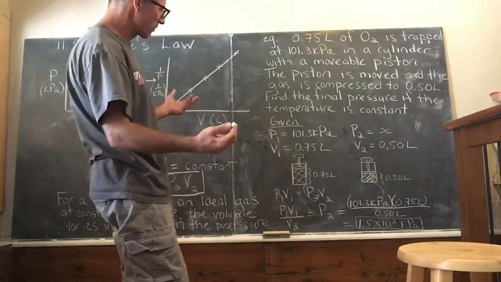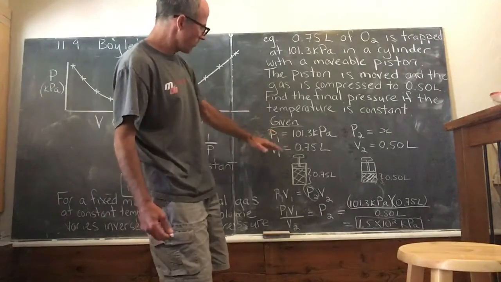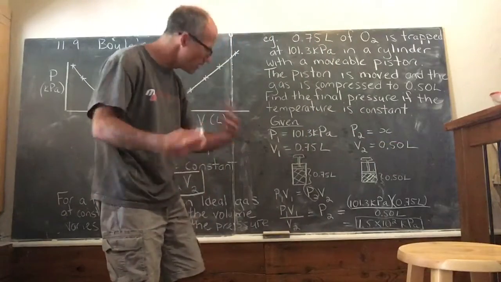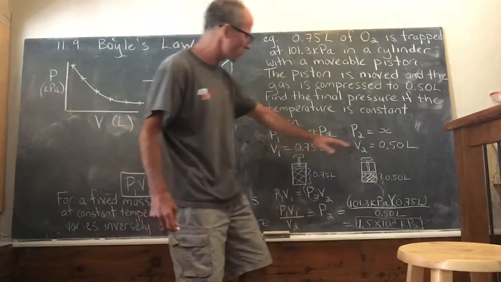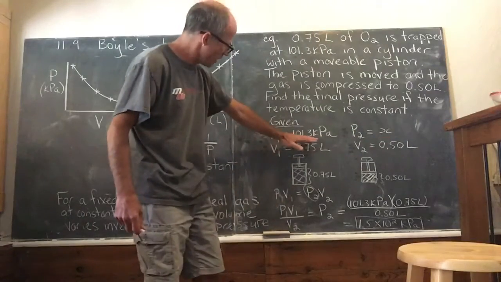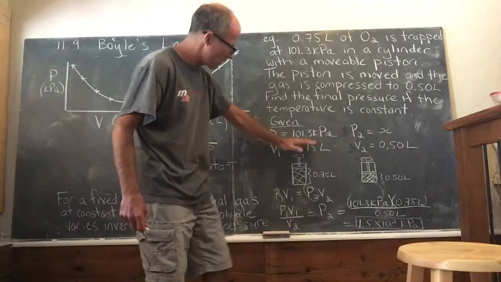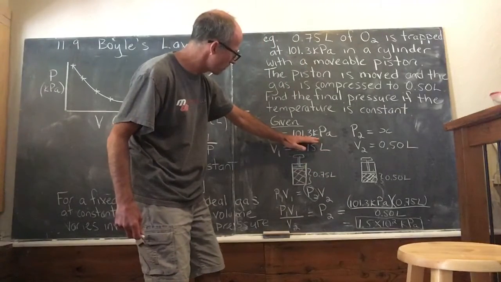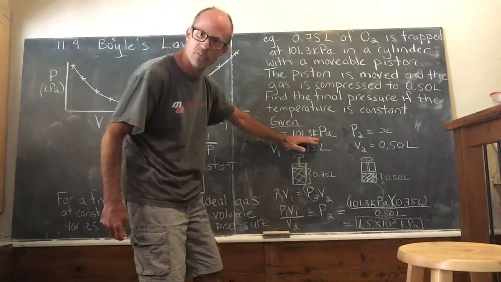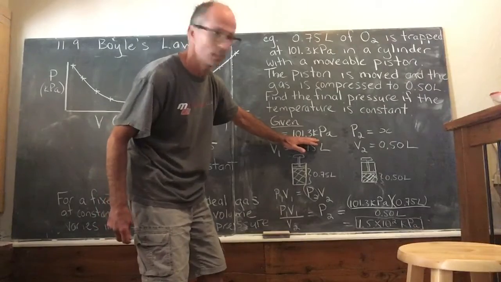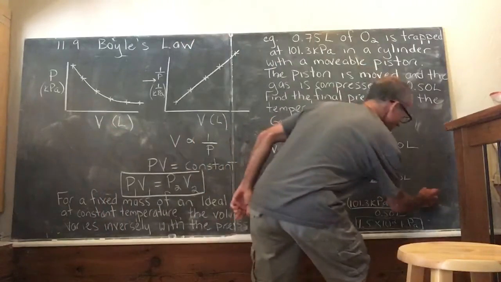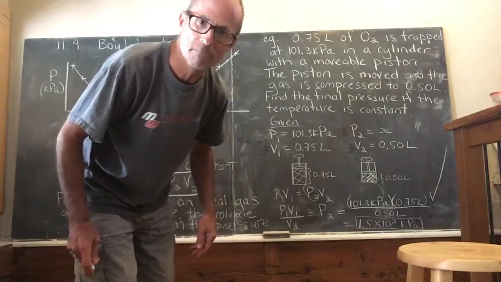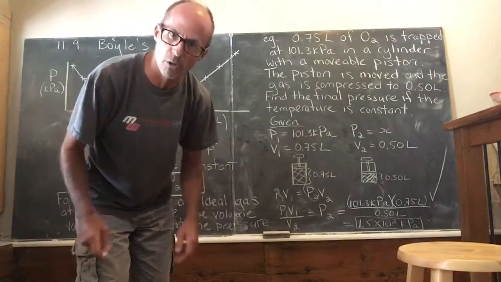Does it make sense? Well, you can see that our volume has gone down by a third, roughly, from 3/4 to half. And one would argue that 150 is about one and a third times the size of 101.3. So I am going to bank on this question being correct. And that's all there is to Boyle's Law.